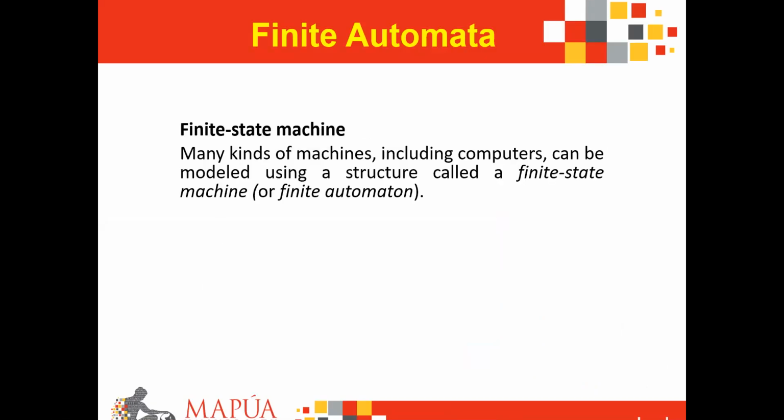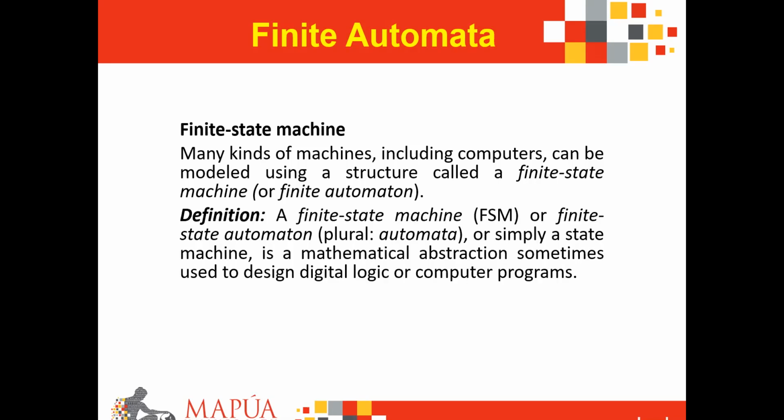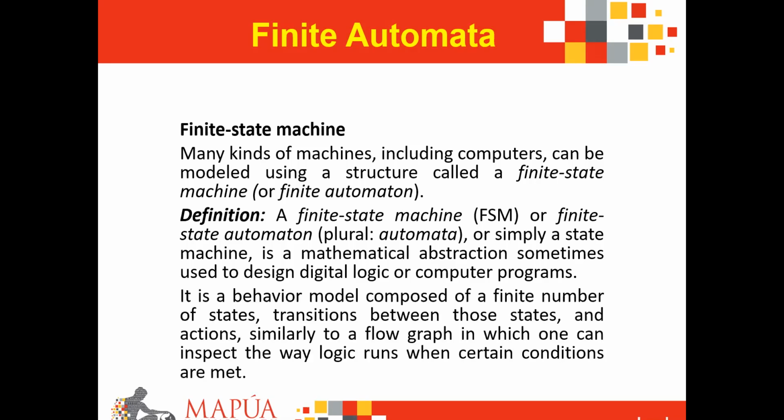What is a finite state machine? Many kinds of machines, including computers, can be modeled using a structure called a finite state machine. By definition, a finite state machine or finite state automata is simply a state machine that is a mathematical abstraction, sometimes used to design digital logic or computer programs. It is a behavior model composed of a finite number of states, transitions between those states, and actions, similar to a flow graph, in which one can inspect the way logic runs when certain conditions are met.